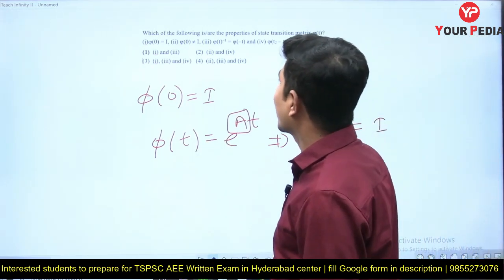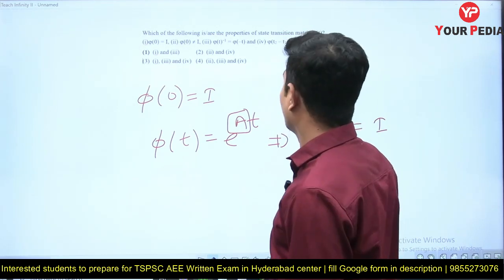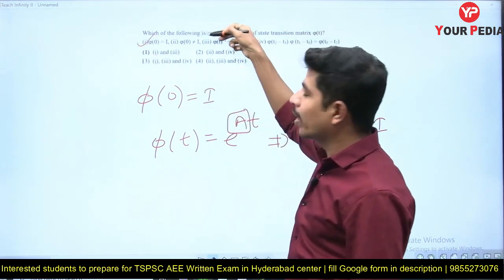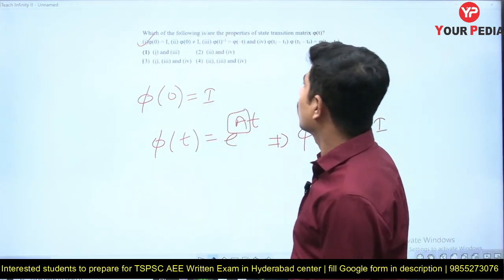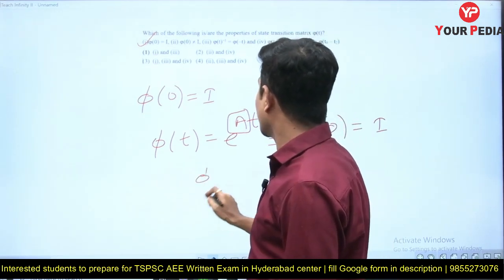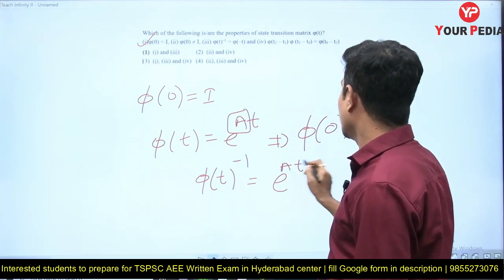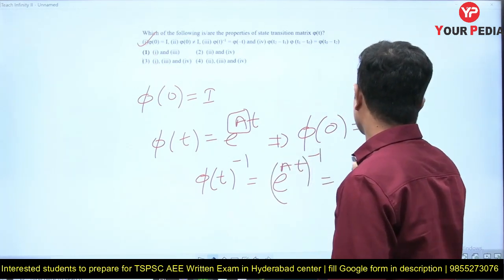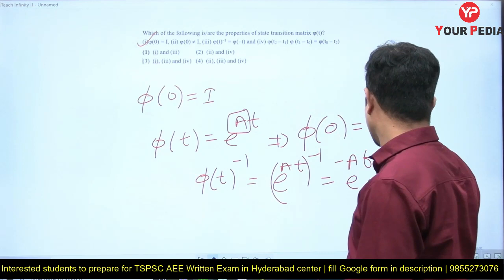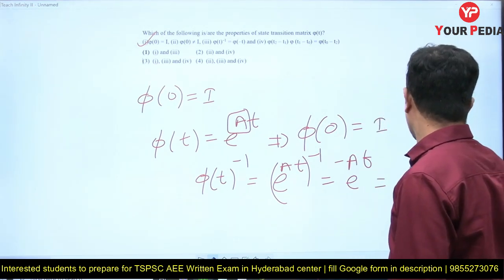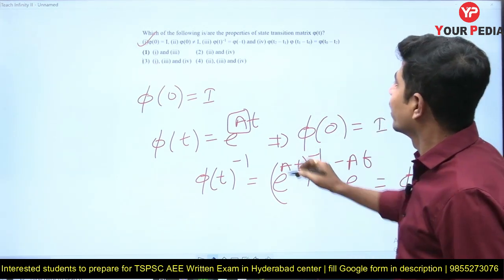What is the second one? Phi of 0 is not equal to I. No, phi of 0 is equal to I, so phi of 0 not equal to I is wrong. Let's go to the third one. Phi of t whole inverse is e power At whole inverse, which is e power minus At. That can be written as phi of minus t. Yes, the third one is correct.